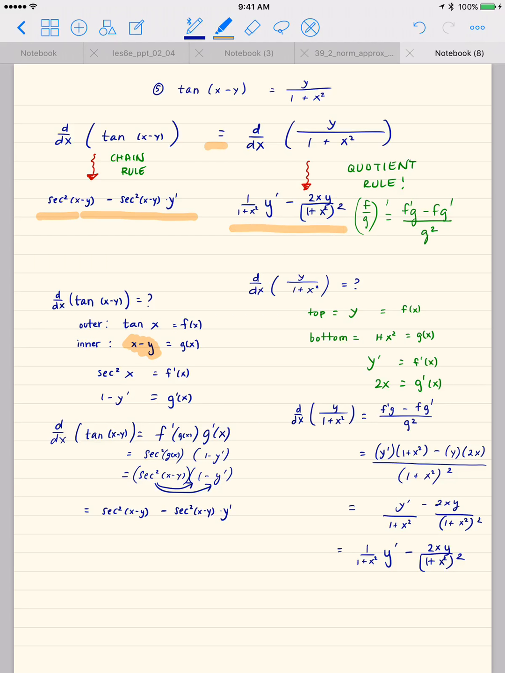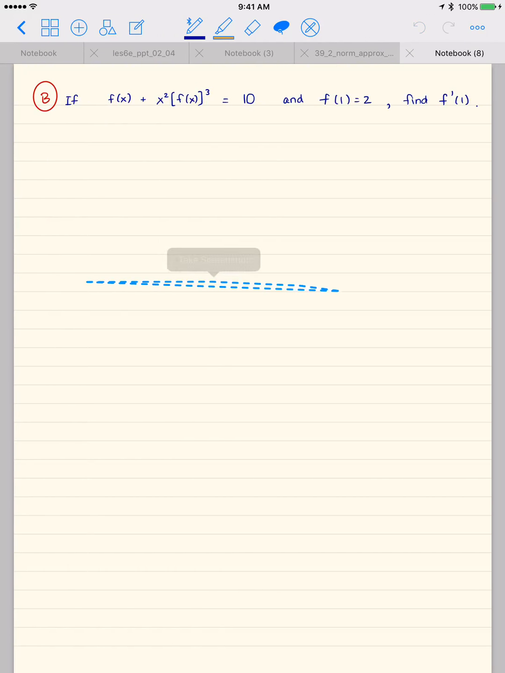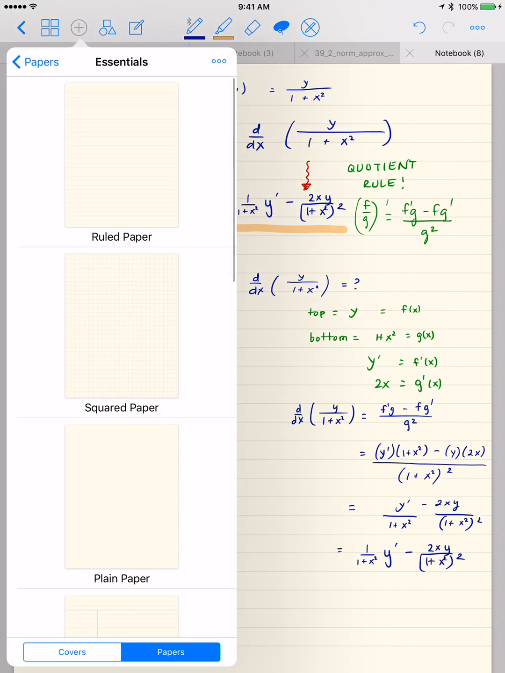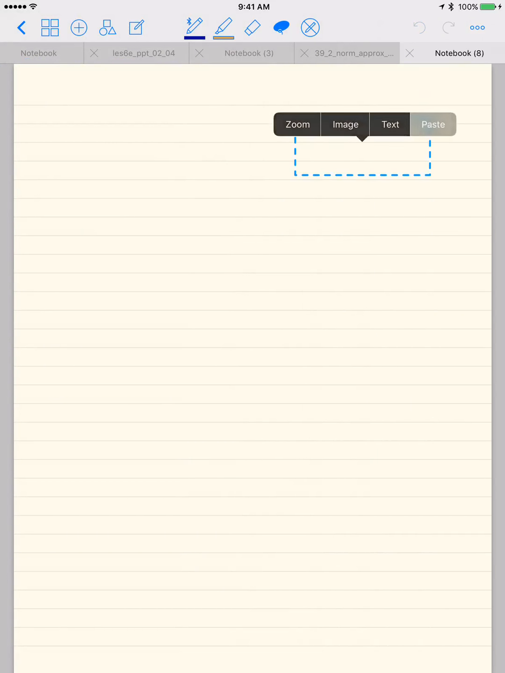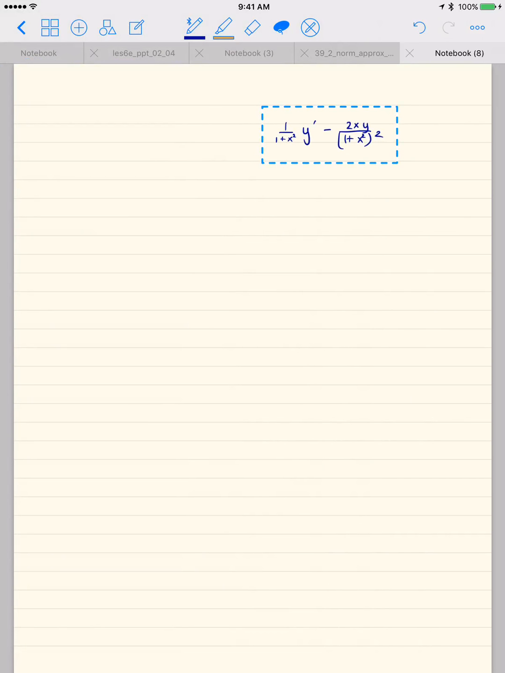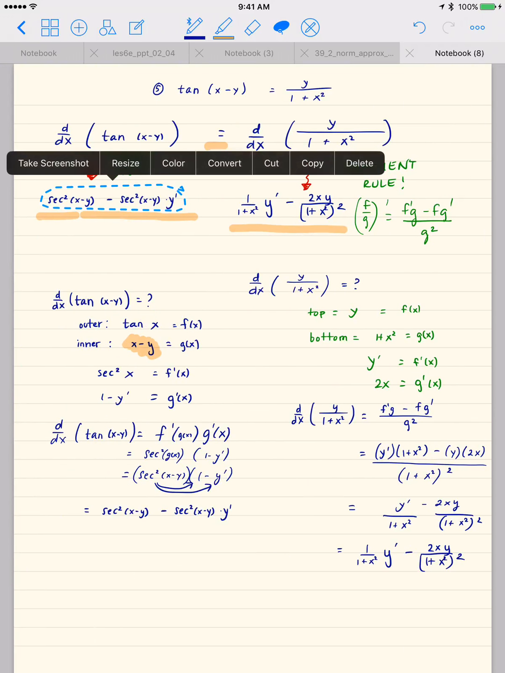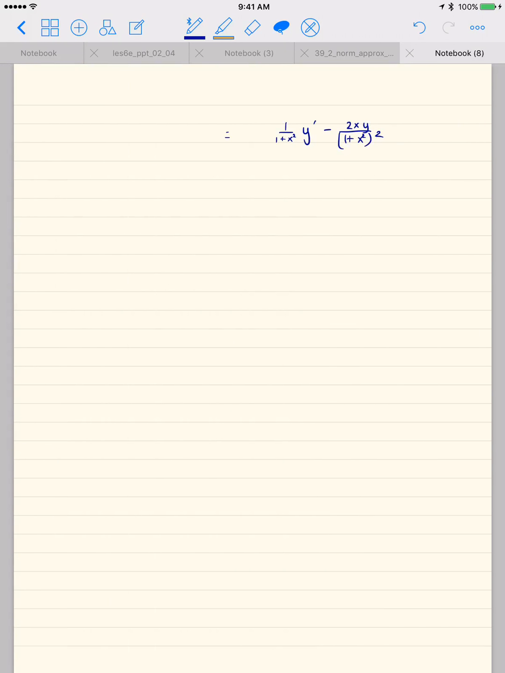All right. So now we'll have the left-hand side equals the right-hand side. So that's actually not that bad. Let's go ahead and add a page below. Paste. So this is the right-hand side, and I have that equal to, and my left-hand side is going to be all of this. So if we copy, paste, good. Okay, so now I need to solve for y prime.